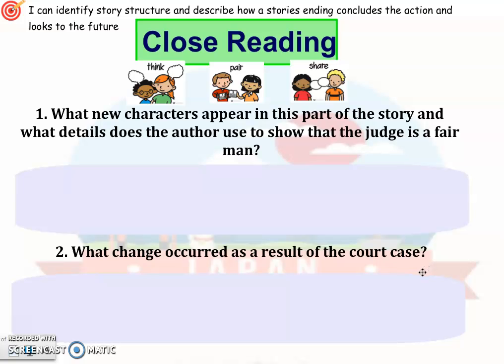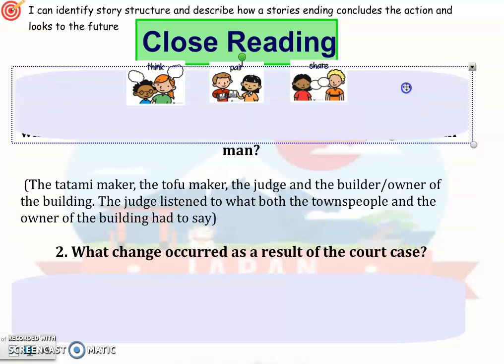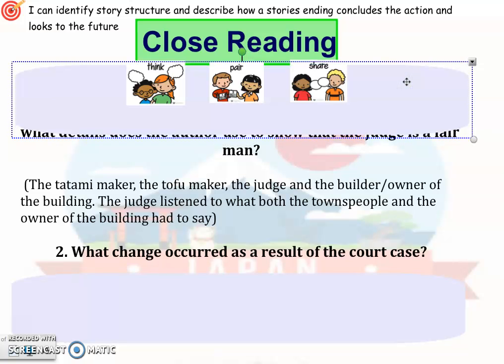Let's look at our answers. Number 1, what new characters appear in this part of the story, and what details does the author use to show that the judge is a fair man? Well, it says, the tatami maker, the tofu maker, the judge, and the builder, the owner of the building. The judge listened to what both the townspeople and the owner of the building had to say.